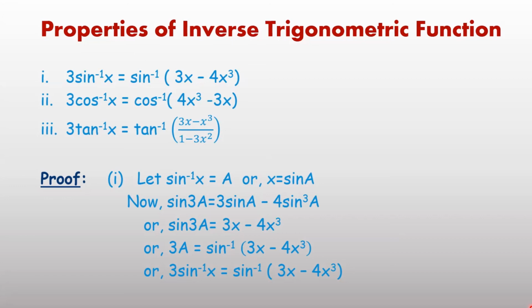In this process, you can complete the proof of 3 cos inverse x and 3 tan inverse x. In case of 3 cos inverse x, you have to use the formula of cos 3a, and cos 3a equals 4 cos cube a minus 3 cos a, and tan 3a equals 3 tan a minus tan cube a upon 1 minus 3 tan square a.